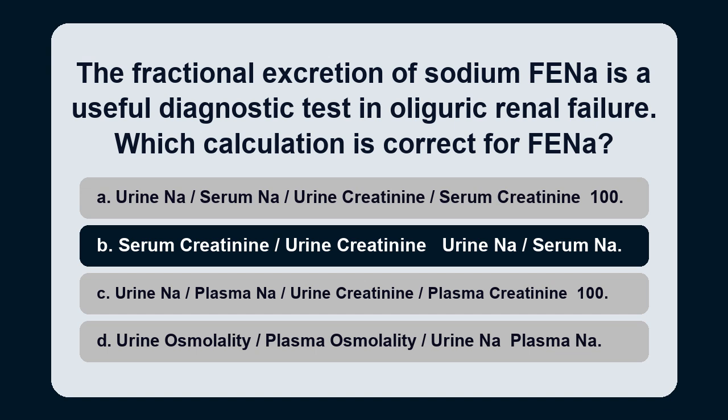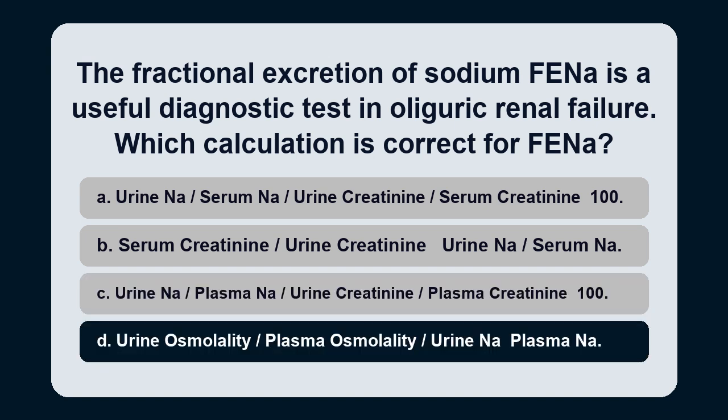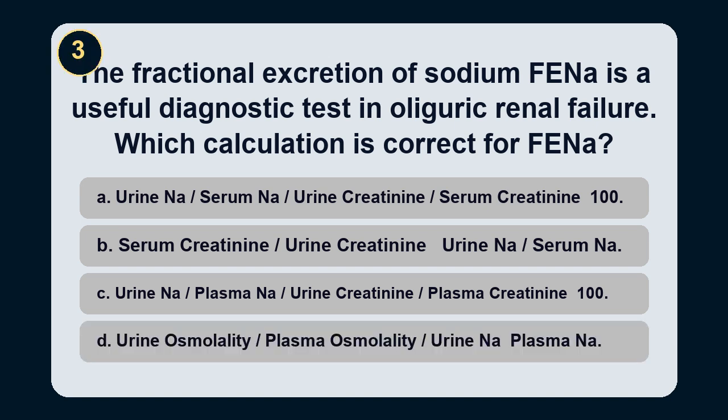Option B. Serum creatinine / urine creatinine × urine Na / serum Na. Option C. Urine Na / plasma Na / urine creatinine / plasma creatinine × 100. Option D. Urine osmolality / plasma osmolality / urine Na / plasma Na.